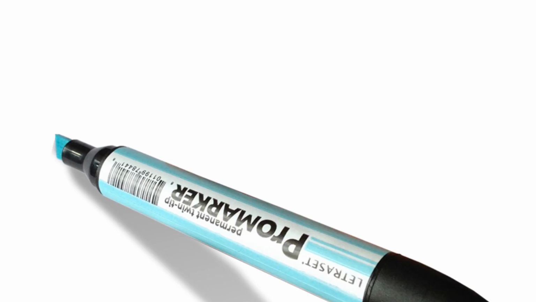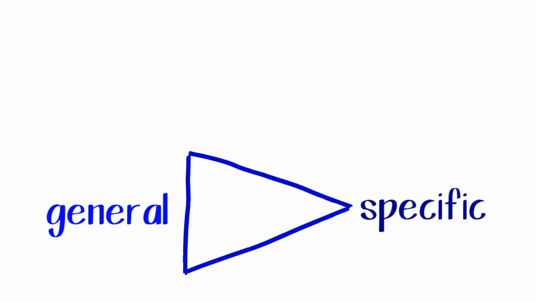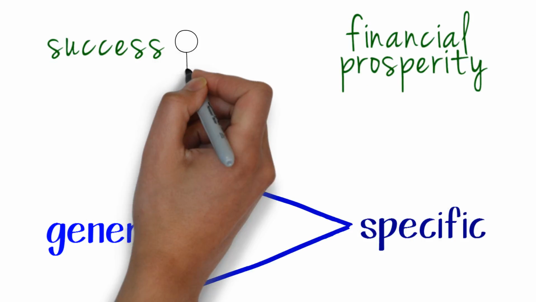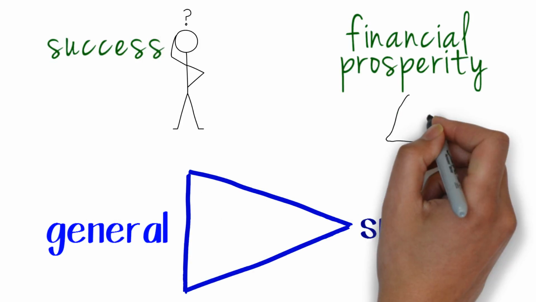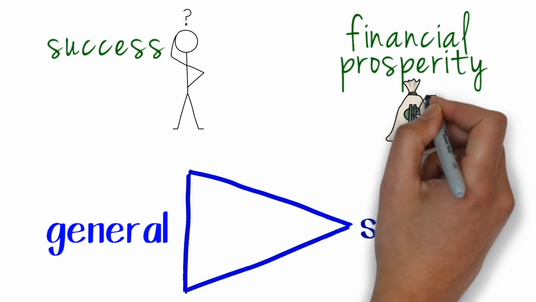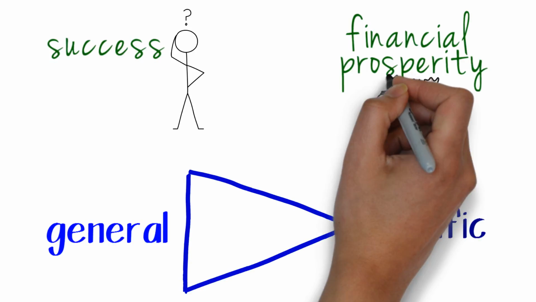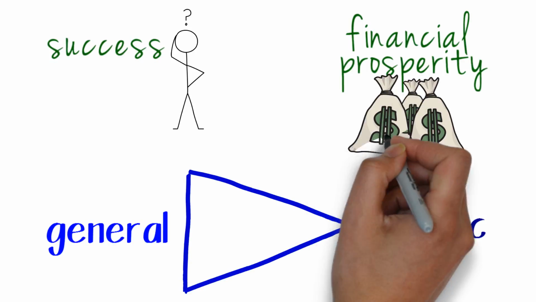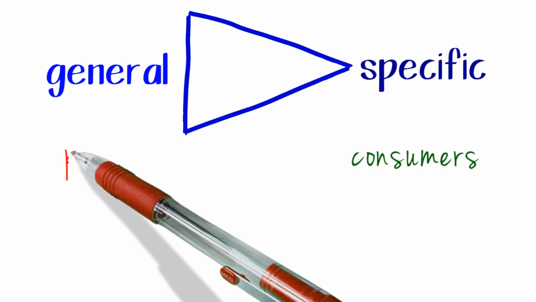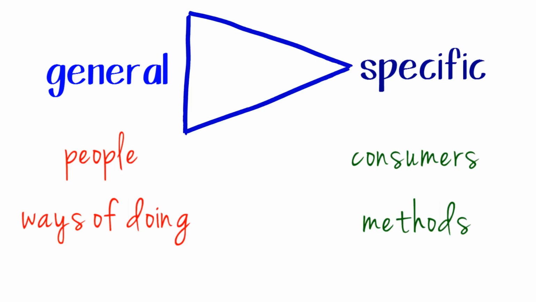So let's start with nouns. The main choice is whether we need a general or specific noun. Do we want to use a general noun, success, or do we want the more specific, financial prosperity? In most writing, there will be a preference for a word with more precision, that is, a more specific noun. Success is ambiguous, whereas financial prosperity leaves the reader in no doubt what you mean. Other more precise nouns might include consumers instead of people, or methods instead of ways of doing.